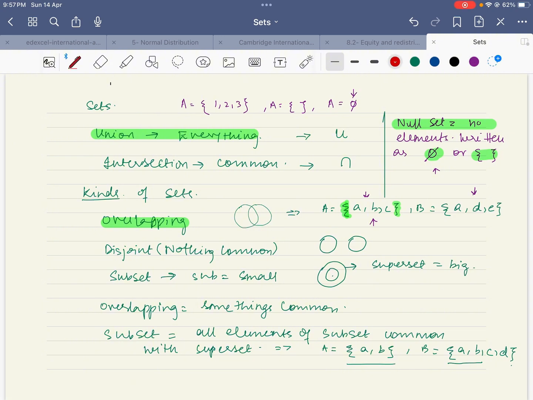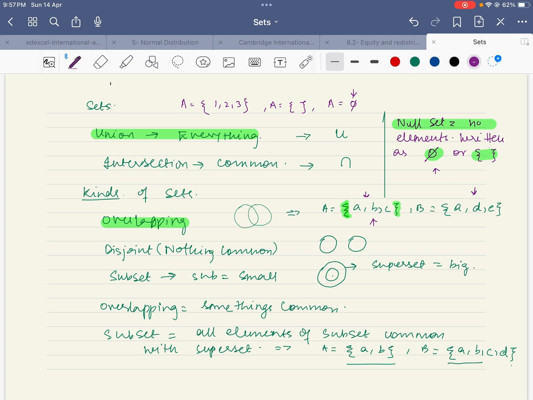If you try to write a null set and write a set like this, this is not a null set because phi is a member of this set. There are different kinds of sets. What kinds of sets do we have?